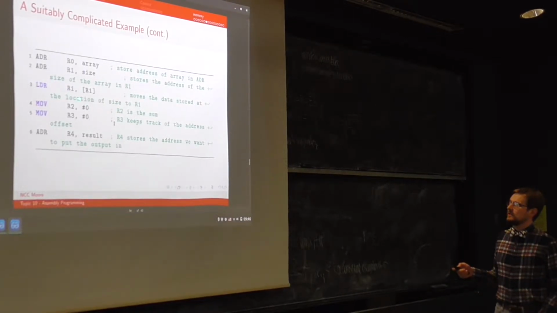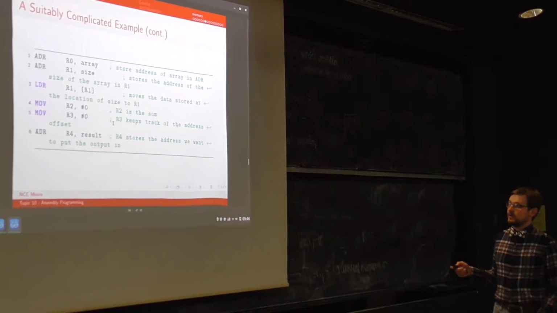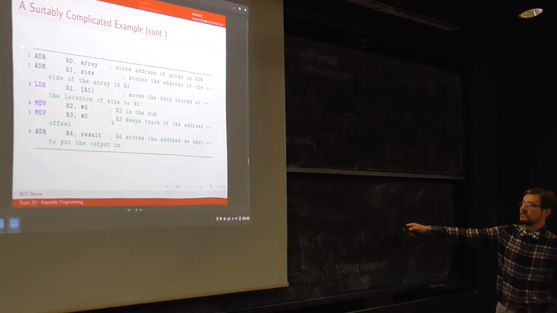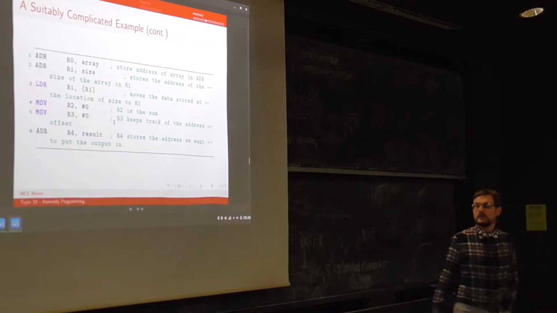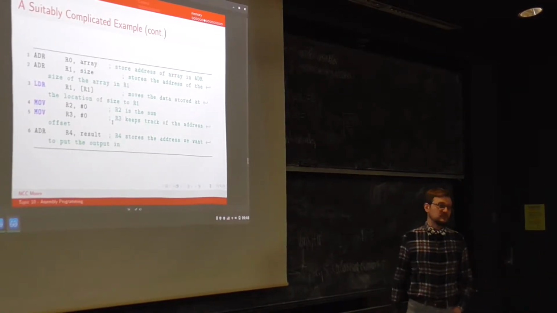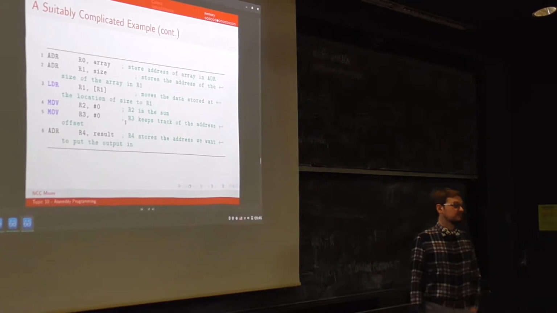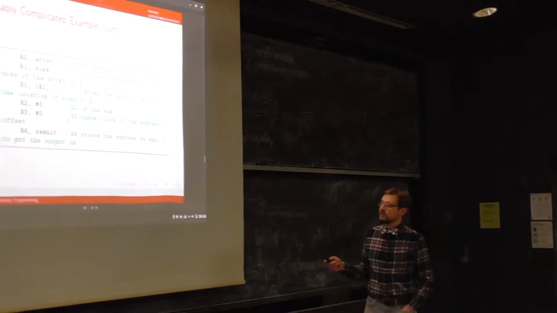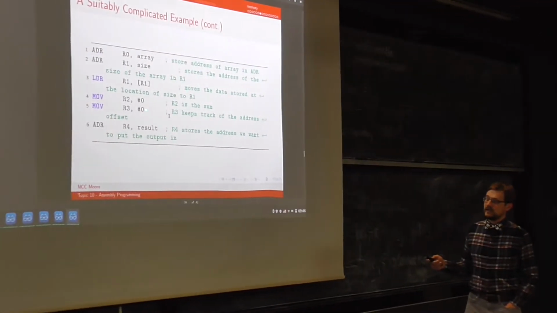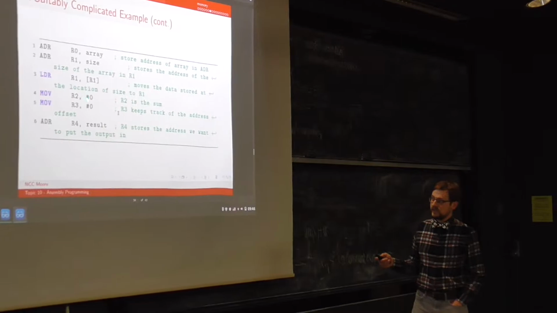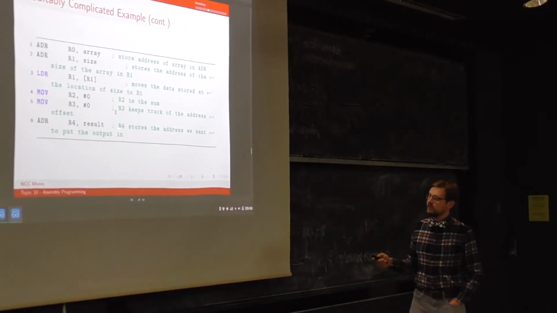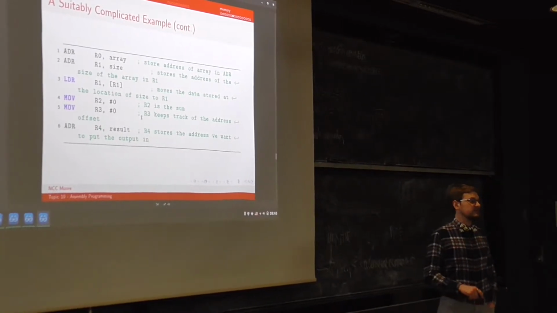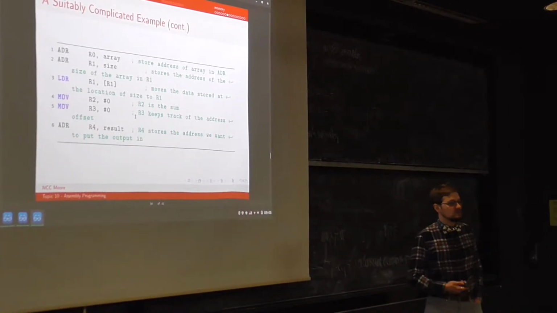Then we load from the address at R1 into R1, thus overwriting the address that we found in the previous instruction. Remember, this is the size. We said we only needed to read it once, so we're only reading it once. We are initializing R2 and R3 as the accumulator and a counter respectively, and we are storing the address of the result in R4 so that we can use it at the end to store the result in.